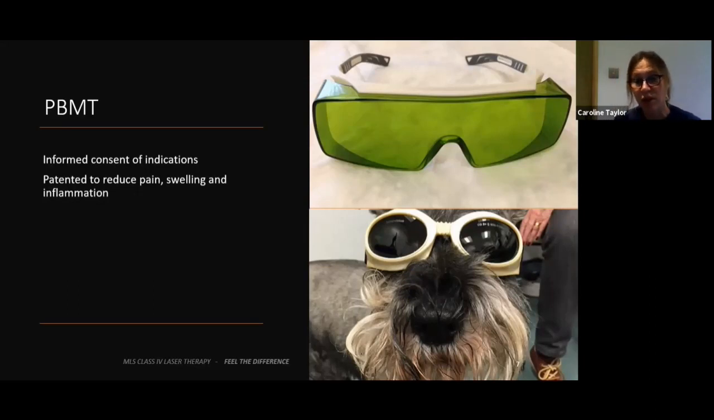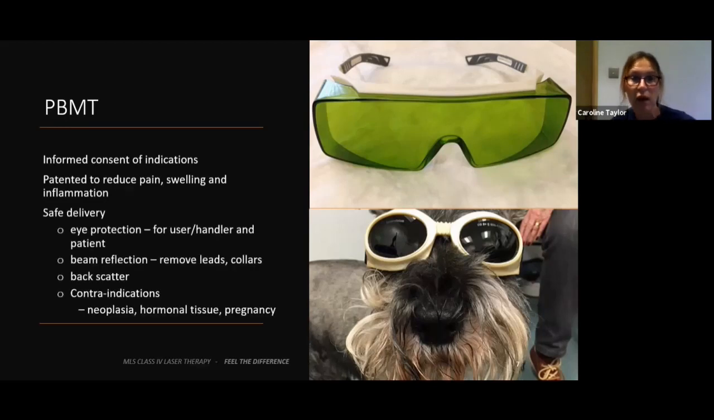So you can either use goggles that are available commercially for dogs, and they come in a variety of sizes for cats as well, or you can use a hand towel across the eyes to protect the eyes from any scatter, any beam reflection from leads and collars and from the table, or anything else. Contraindicated in any form of neoplasia, hormonal tissue in pregnancy.